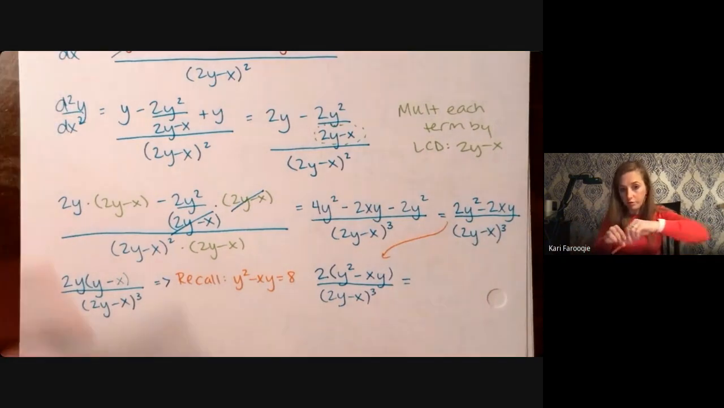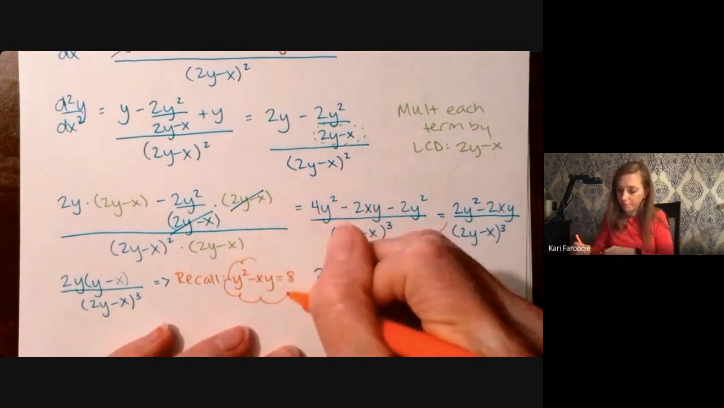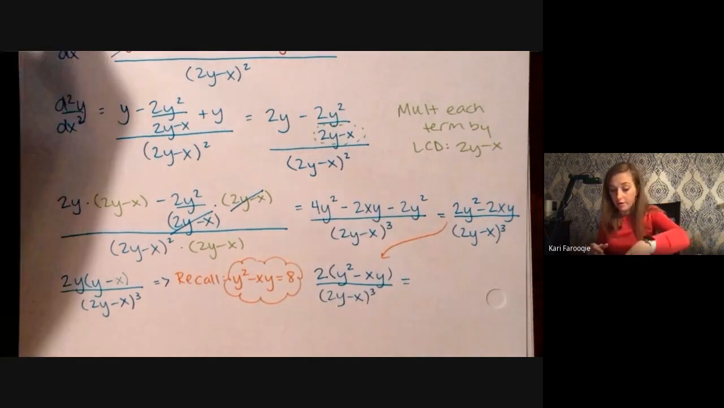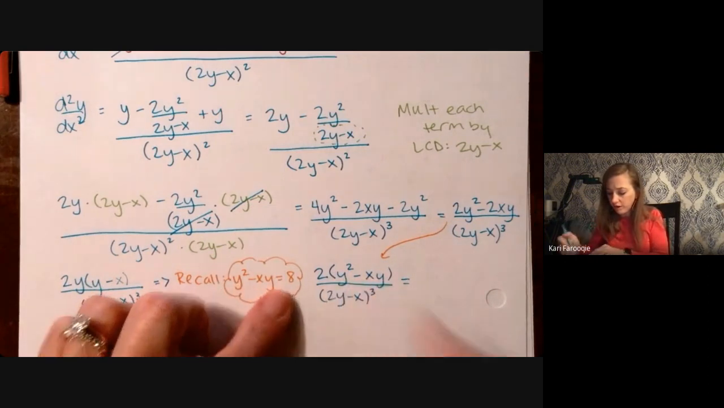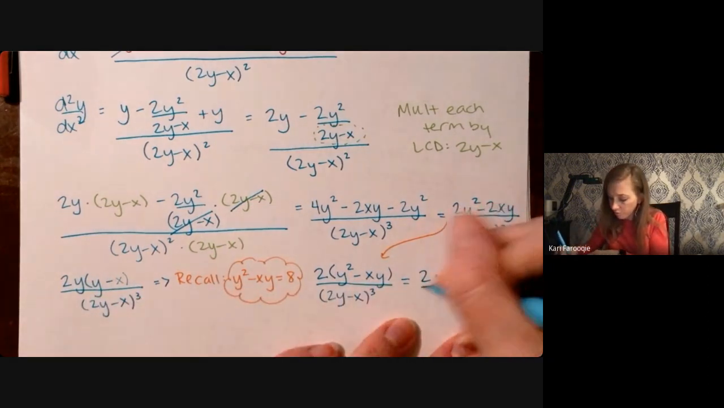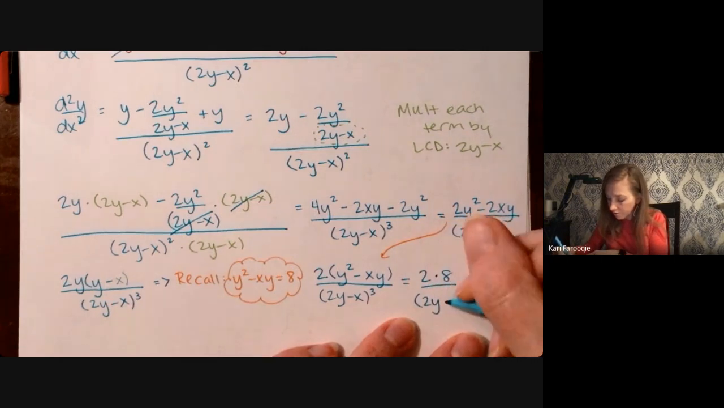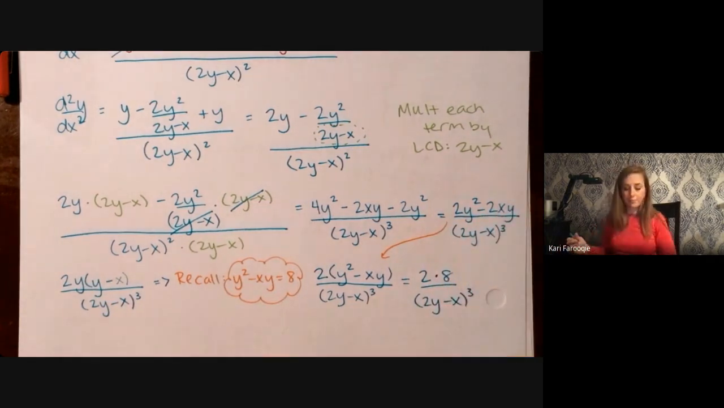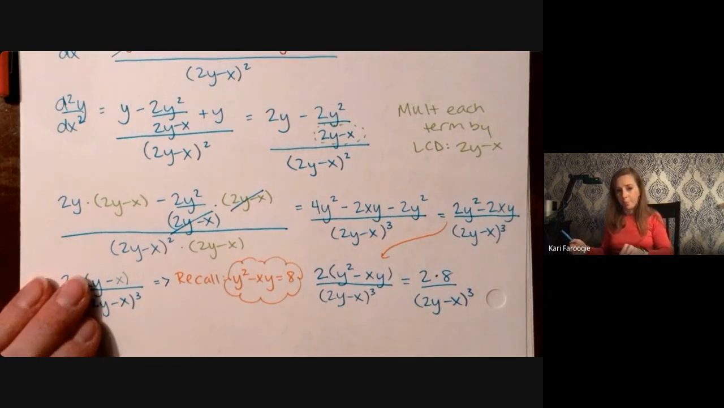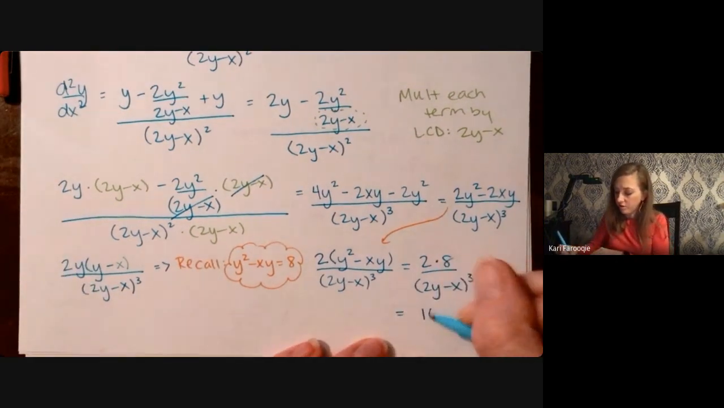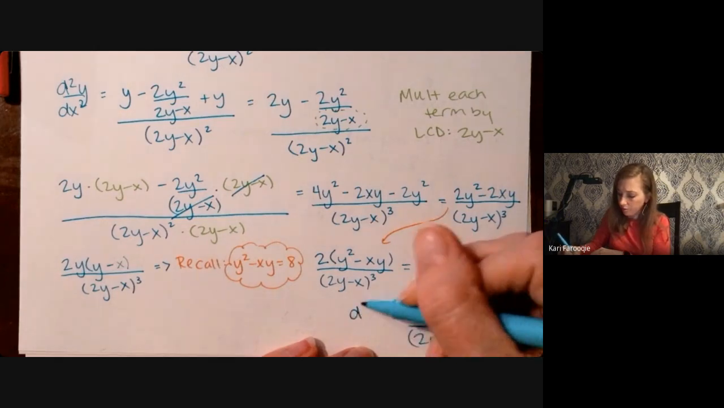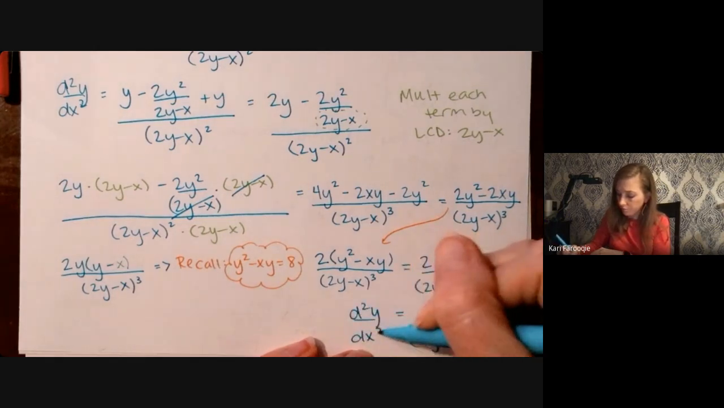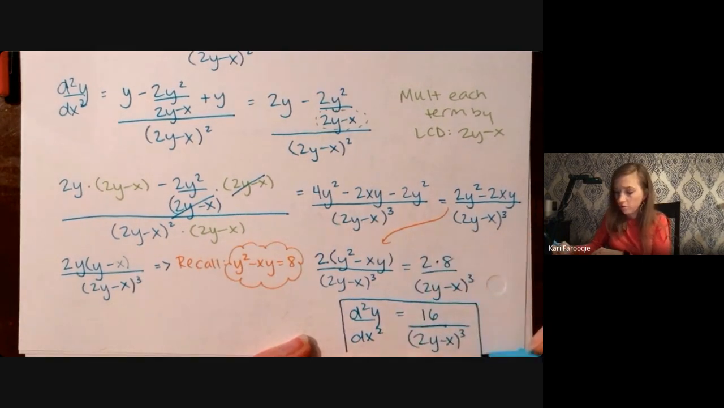And then you can recall this fact. And then you'll say, oh, wait a second, you're right. Y squared minus xy is 8. 2 times 8 is my new numerator. Two times 8 is 16, and we'll divide by 2y minus x quantity cubed. And there's your second derivative.